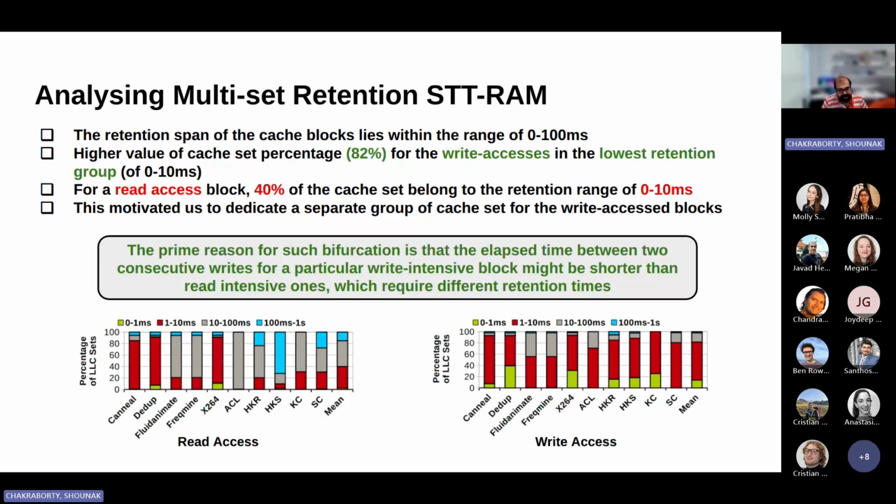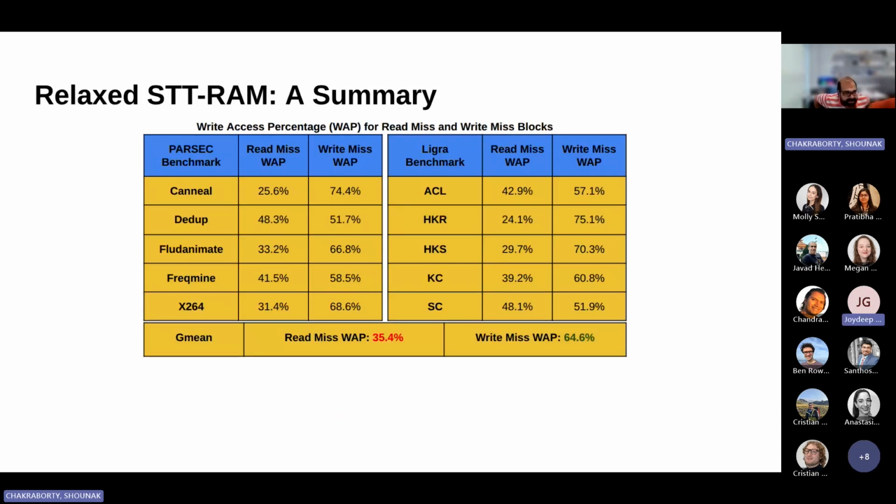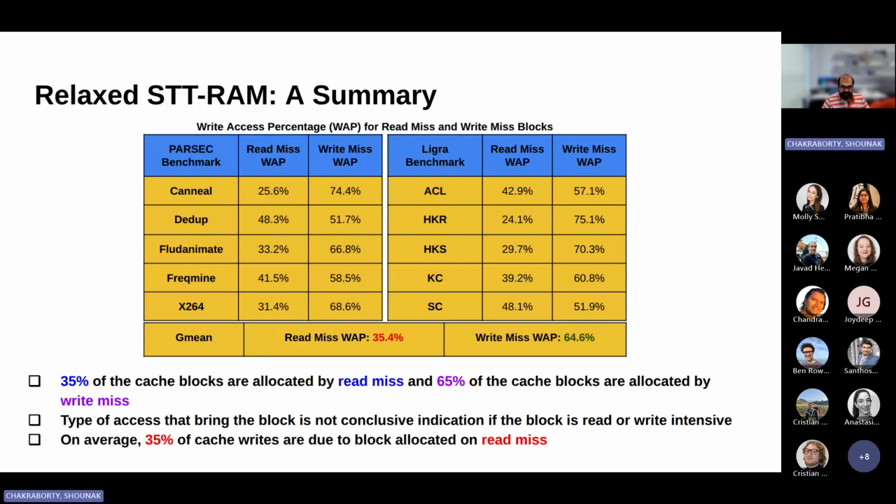We performed these experiments on 2 different benchmark suites, and 5 benchmarks of each are shown here: one set is from Parsec, and the other 5 are from the Ligra benchmark suite. This is the relaxed STT-RAM. This is basically a summary of WAP, or write access percentage. 35% of cache blocks are allocated by read miss, and 65% of the cache blocks are allocated by write miss, as we're using a write-allocate cache.